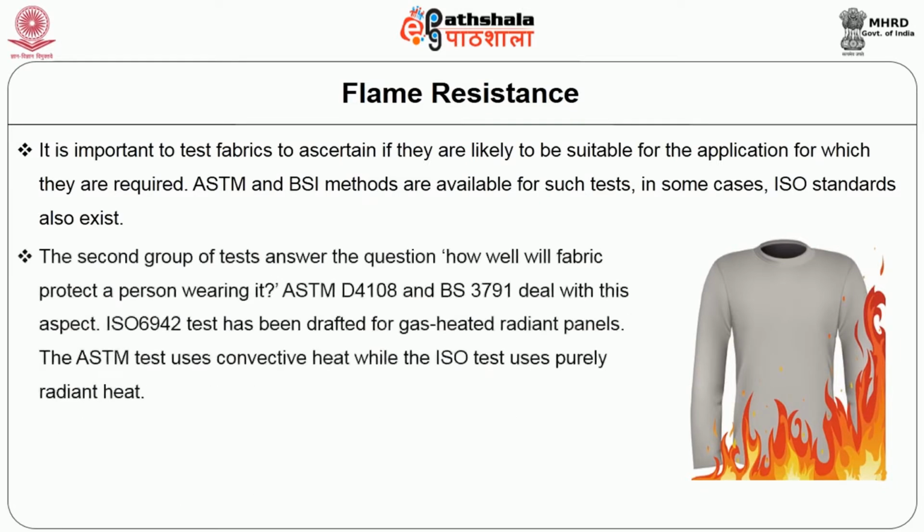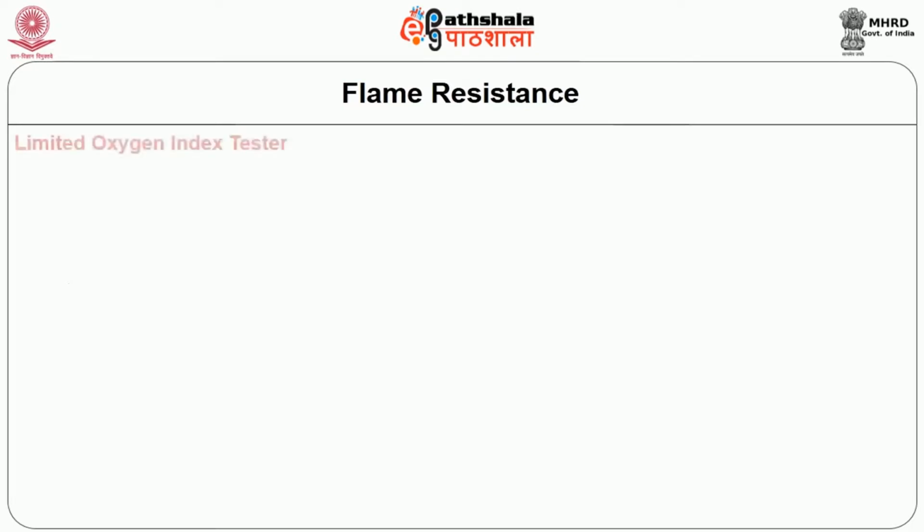The second group of tests for the flame retardance of woven fabrics is given by ASTM D4108 and BS3791. An ISO method is also available for flame retardance, whose standard number is 6942, mainly for gas heated radiant panels. The ASTM test uses convective heat while the ISO test uses purely radiant heat. Another conventional and upcoming test for flame retardance is the limited oxygen index tester. It is usually called LOI.